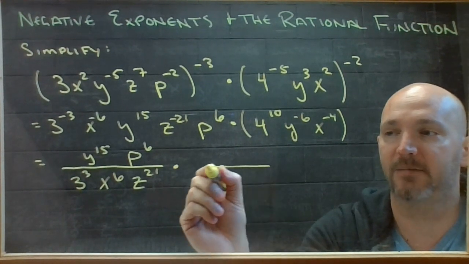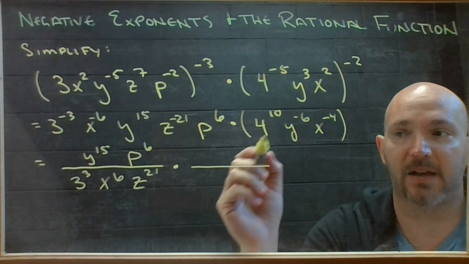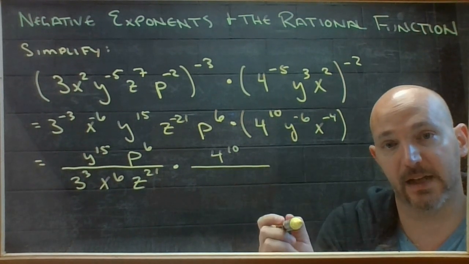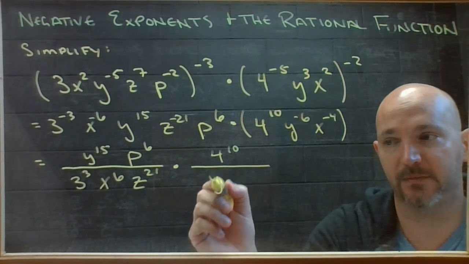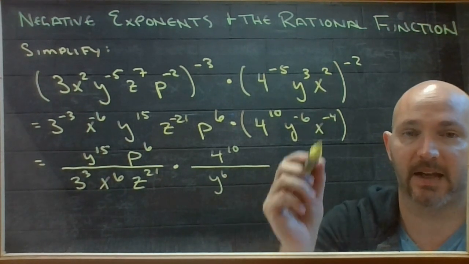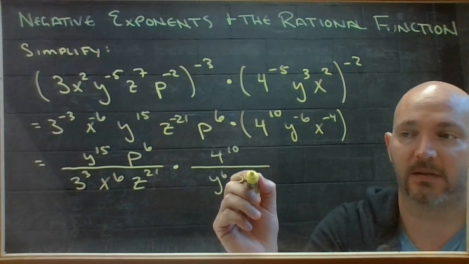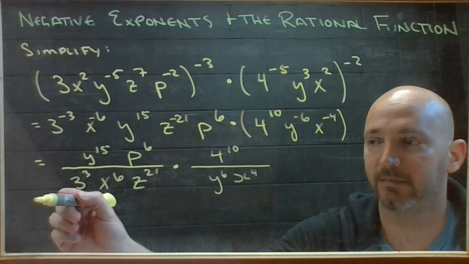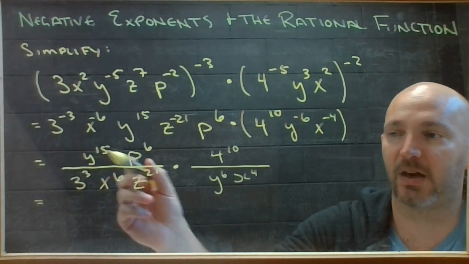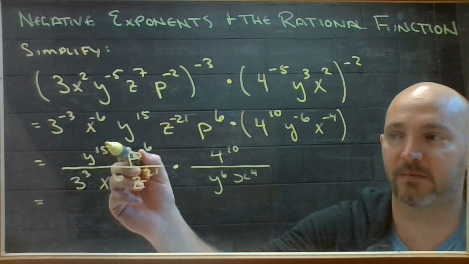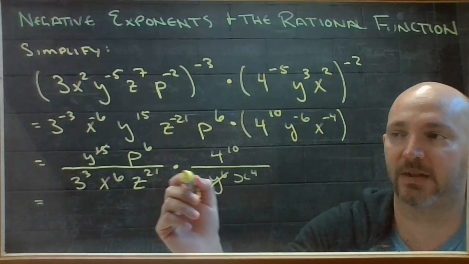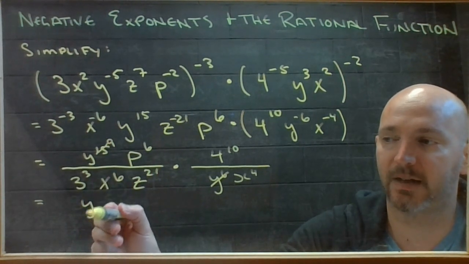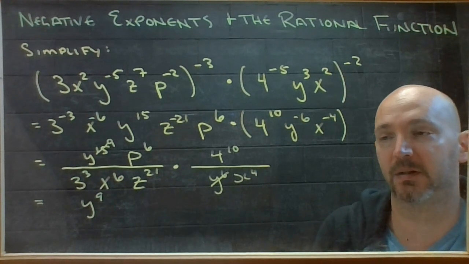Get myself a line. I have 4 to a +10, that goes on top. I have a y to the -6, that goes in the bottom. I have an x to the -4, that goes in the bottom. Now if I look across here, I have 15 y's on top and 6 y's on the bottom. Some of these are going to divide out all of these, leaving 9 of them behind. So I will only have y to the 9 in my numerator.